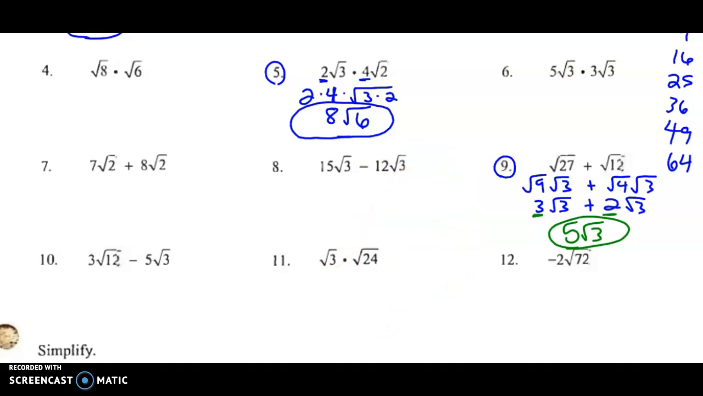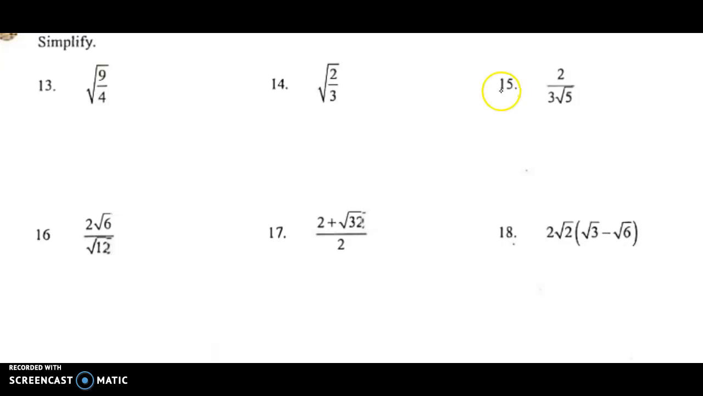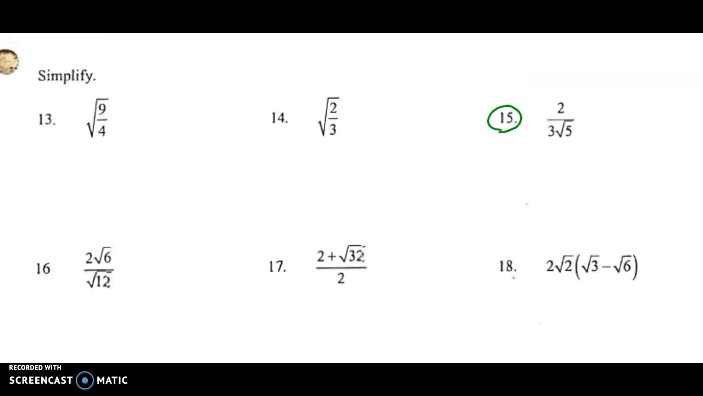All right, let's jump down to the next section here, number 15. So this one, we need to what is called rationalize the denominator. So we're going to have no radicals in the denominator. Okay, so how can I get rid of that square root of 5? The 3 is fine. We can have a 3 in the denominator. We can't have a square root in the denominator.